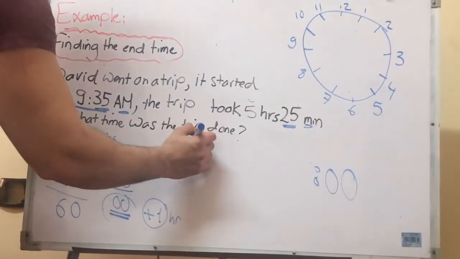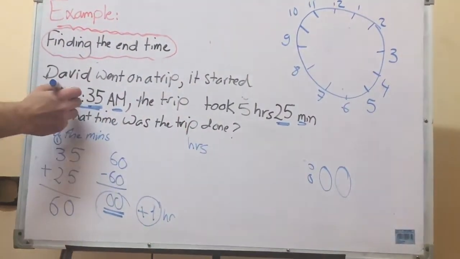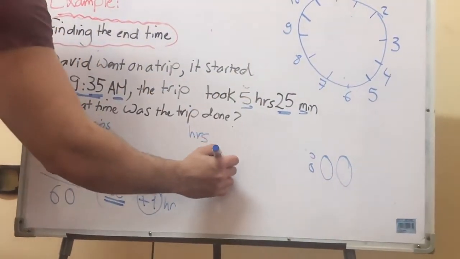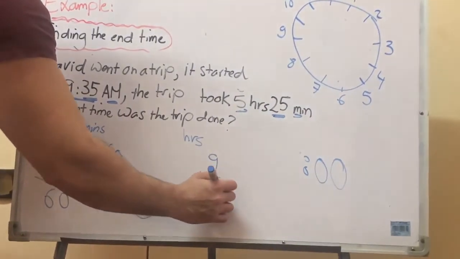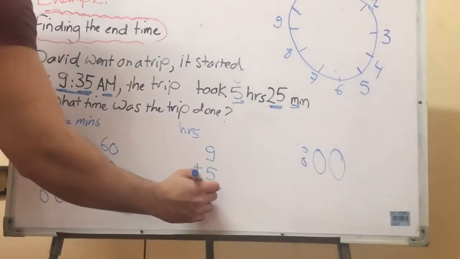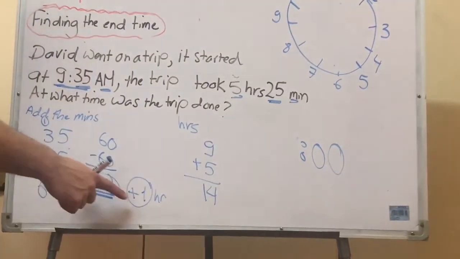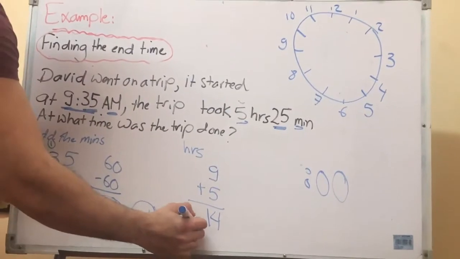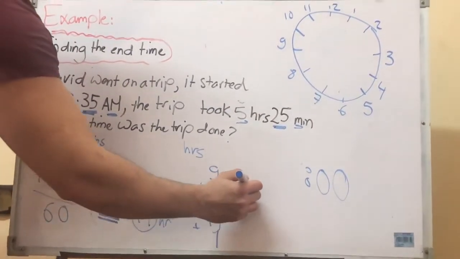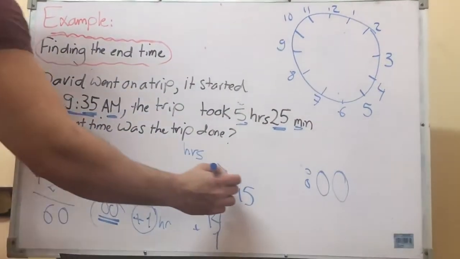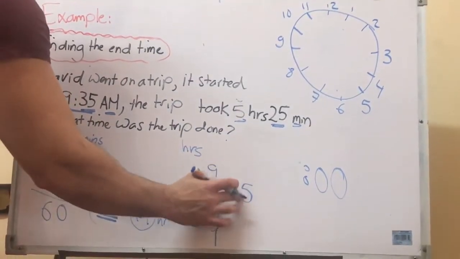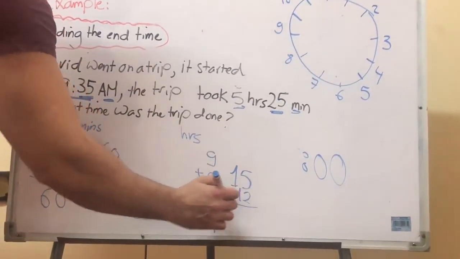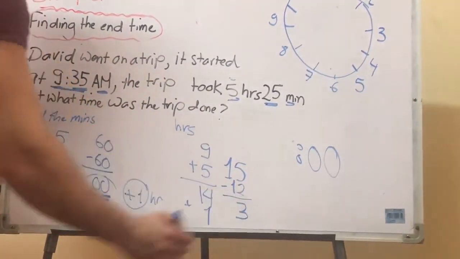Now let's get to the hours part. The trip started at 9, and it took 5 hours, so it's 9 plus 5. 9 plus 5 is 14. And I have a carry up of 1 hour from the 60 section, so plus 1 gives me 15. And since 15 is bigger than 12, I'm going to have to subtract 12 out of the 15, and this will give me 3.